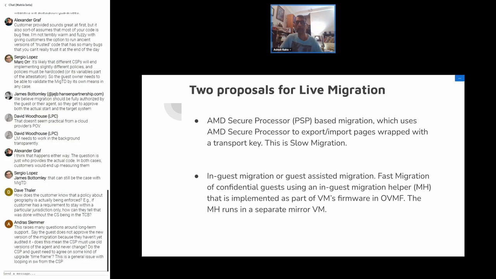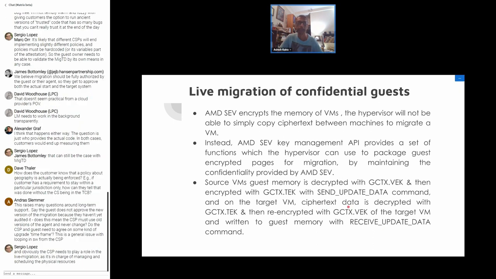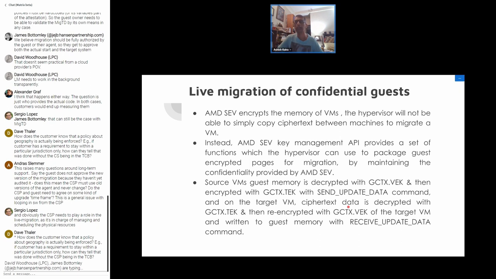If you look at the earlier basic model I talked about, that is the slow migration. The fast migration path does not use any of these PSP commands: it doesn't use send update data, receive update data, send start or receive start to start the encryption context. It has two migration handlers, a source and a destination migration handler, which are launched separately on the source and target side and also attested separately. They have some kind of synchronization, a more complex symmetric key implementation where the key is generated by the guest owner and inserted into the VMs after the attestation session is done, after the launch measurement of the particular VM is done. So that works in a slightly different manner than ours.